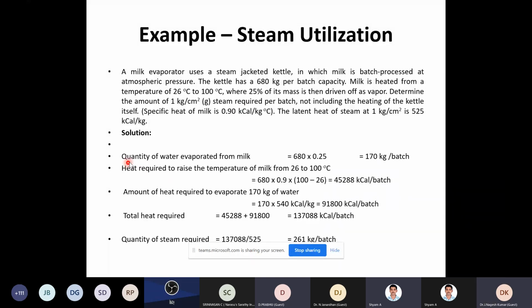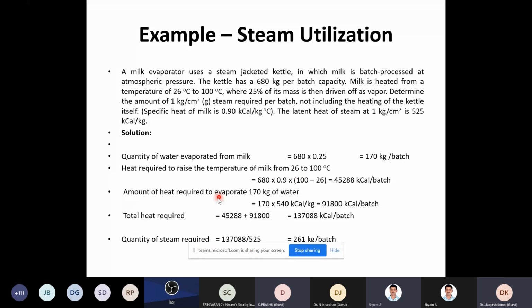So this is the quantity of water evaporated from the milk. 25% of its mass is driven off. That means 680 kg is the batch, and 25% of it goes off into the atmosphere, boiling off. That is 170 kg per batch. So the heat required to raise the temperature from 26 to 100 is m Cp delta T: 680 into 0.9 into (100 minus 26). So this many kilocalories per batch is the sensible heat required to raise the milk temperature from 26 to 100.